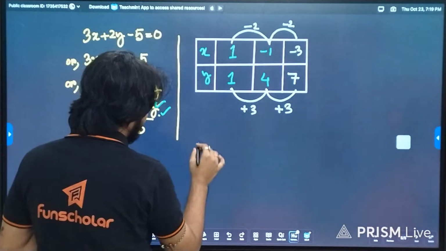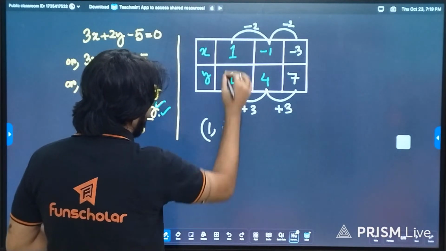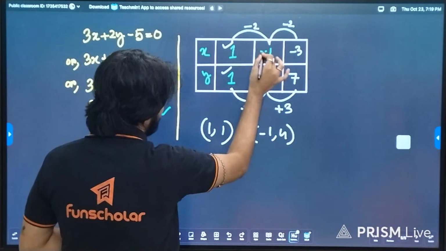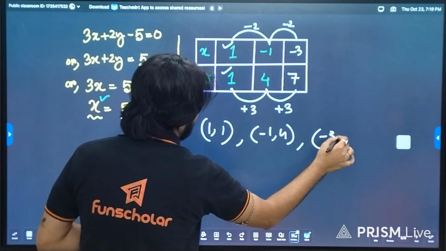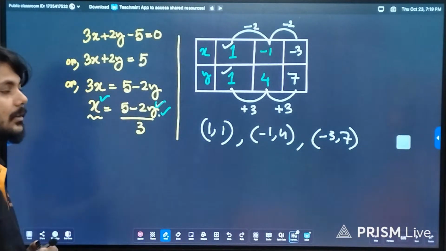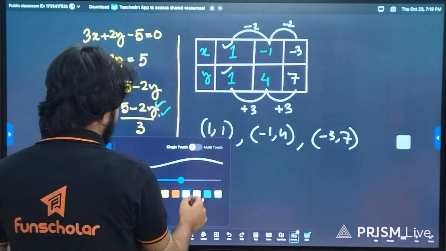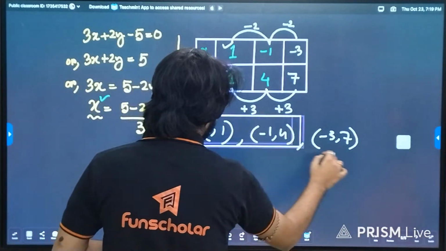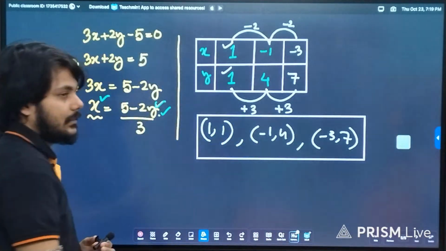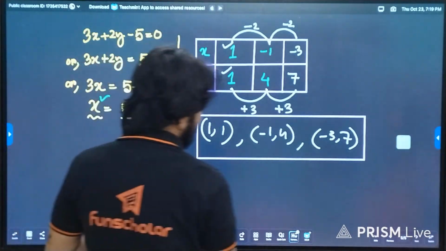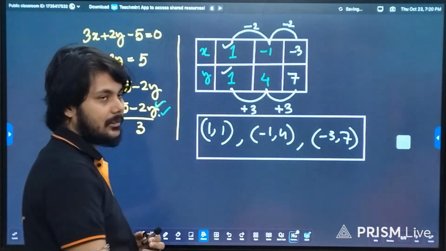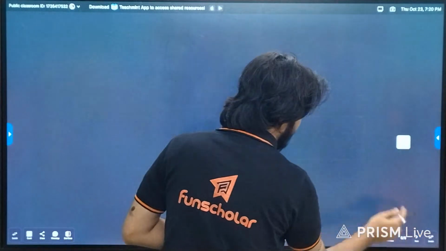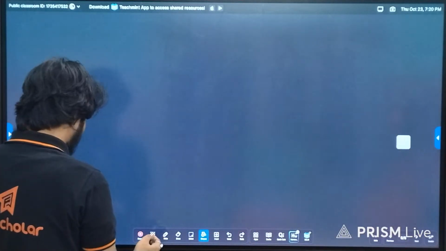Now write the coordinates. 1 comma 1, minus 1 comma 4. Always write the x coordinate first, then minus 3 comma 7. Now if you put these 3 points on the graph and draw a straight line through them, then you are done. Can I show you how to plot this on the graph? I don't think I need to show it again, but okay, I am showing it for you.